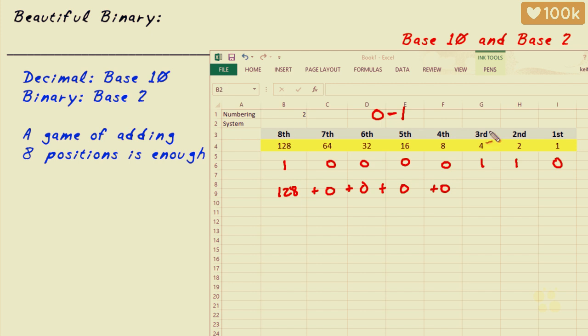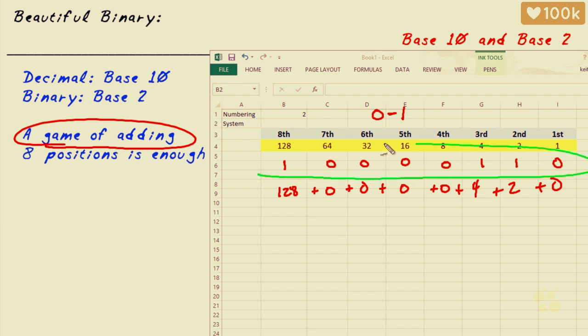And here we go. In this third position, we have a 1 on in the position that's worth 4. So we'd add 4 there. And how about the 2? The answer is, yep, we have one of those. So we'll add a 2 as well. And then 0. And then it's simply a game of adding. All we're going to do, if we want to find out the actual value of this binary number, is add these up. So it's 128 plus 4 plus 2, and that's it.